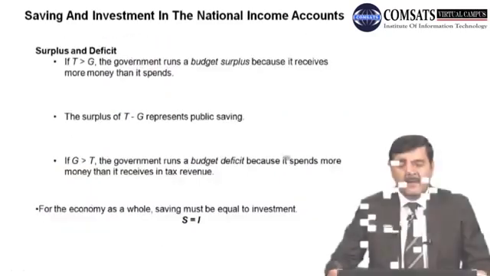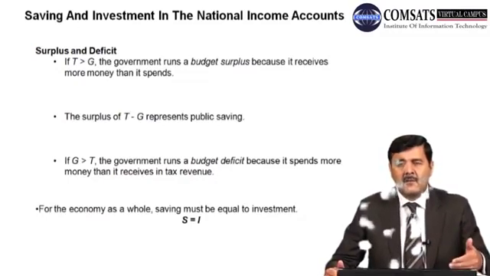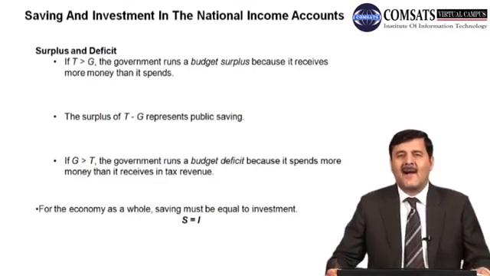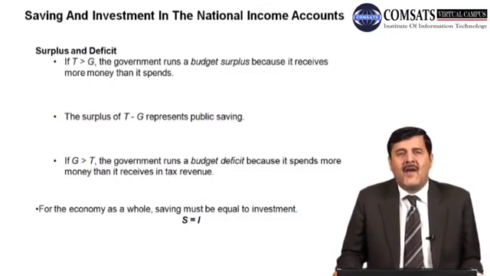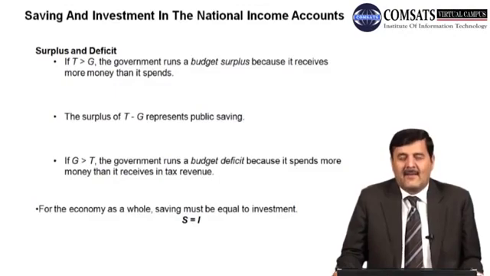Now we will continue with this. We explained this identity, which is saving is equal to investment, and then we said that saving is equal to public saving plus private saving, and we would like to relate this with the concept of surplus and deficit. Now if we say that T is greater than G, it means taxes are greater than government purchases, meaning revenue is greater than government spending. So this gives us that the government runs a budget surplus because it receives more money than it spends in the economy. Now the surplus of T minus G represents public saving.